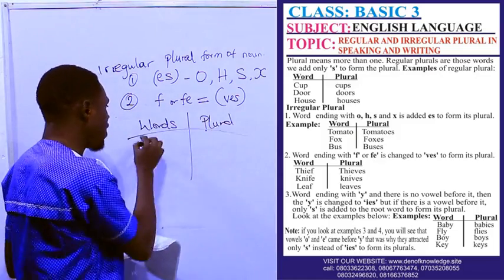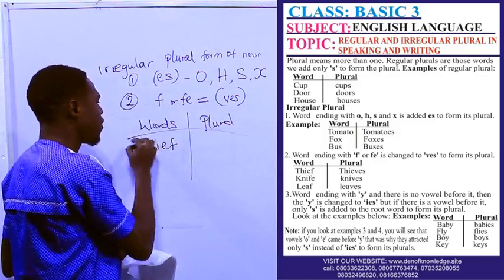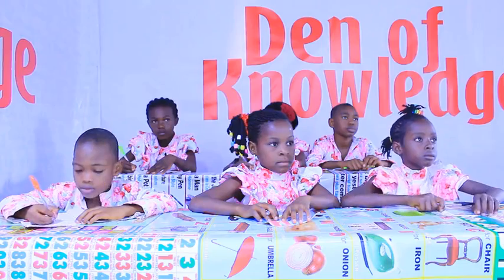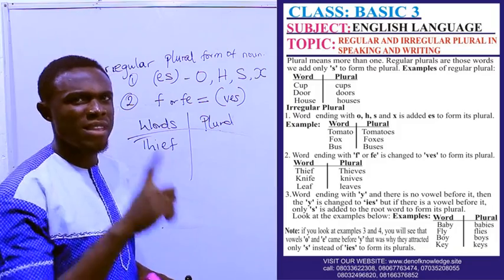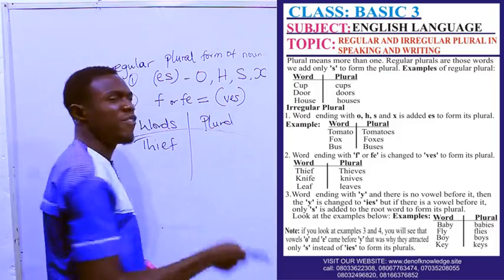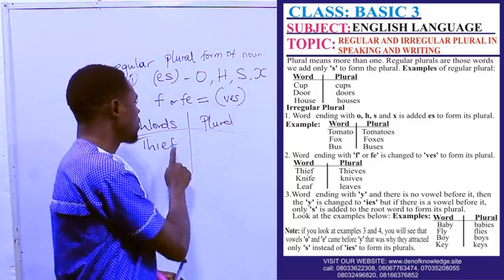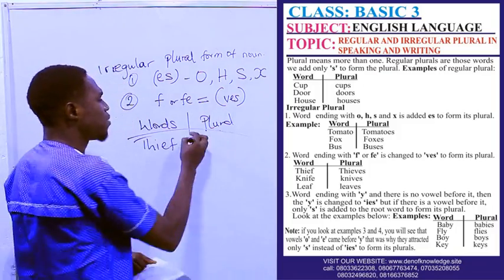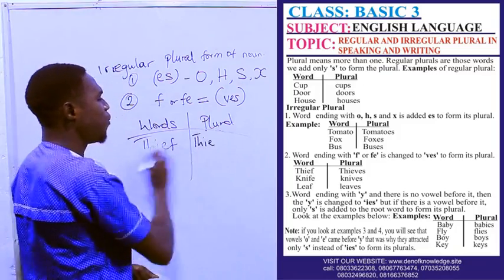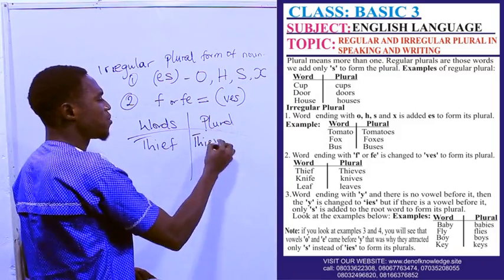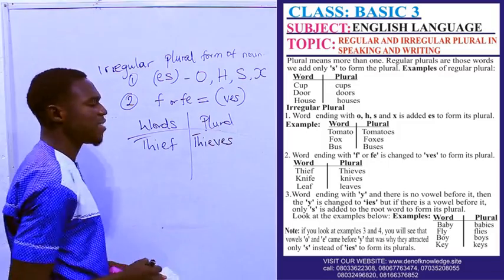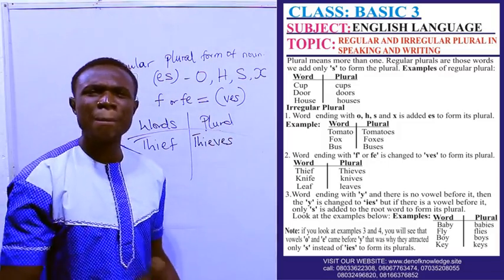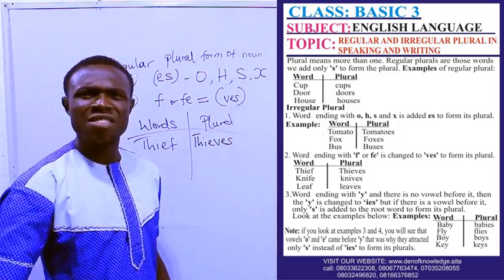I have number one here, thief. Of course, I hope you don't want to be a thief. But when you see one person that is a thief, if there are many, you just remove this F and put what? I remove F, I put VES, it becomes thieves. That means there are many thieves.